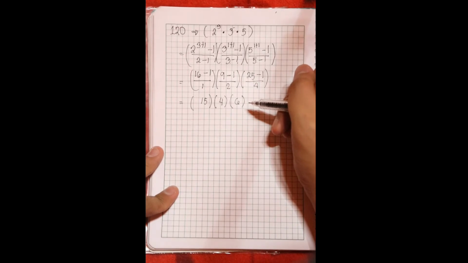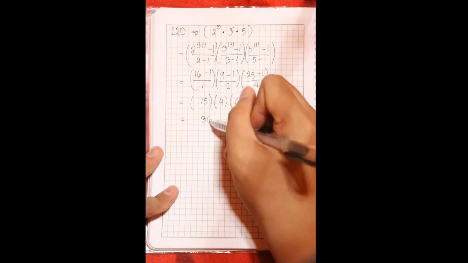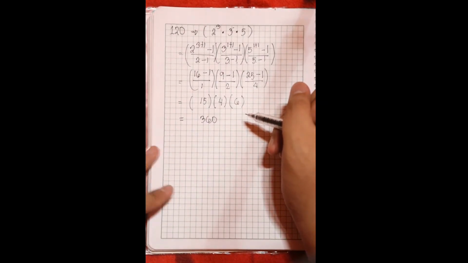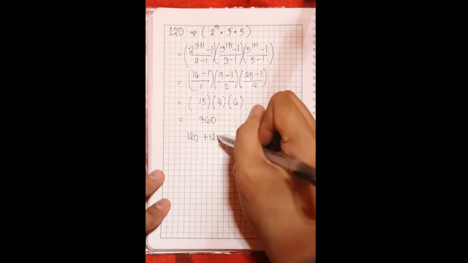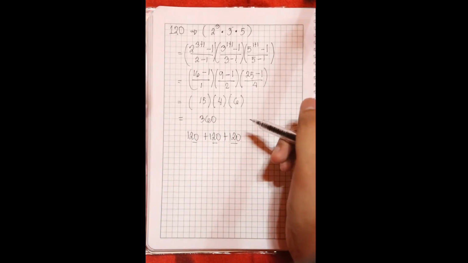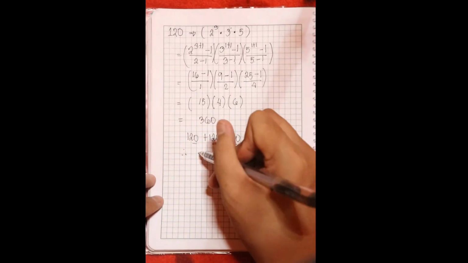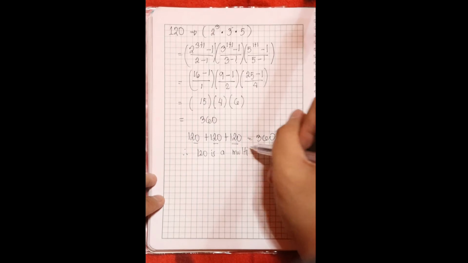So now we are going to find the product of 15, 4, and 6, and it is equal to 360. Remember the definition of a multi-perfect number: it is thrice or more than itself. So 120 plus 120 plus 120, thrice itself, is equal to 360. Therefore, 120 is a multi-perfect number.